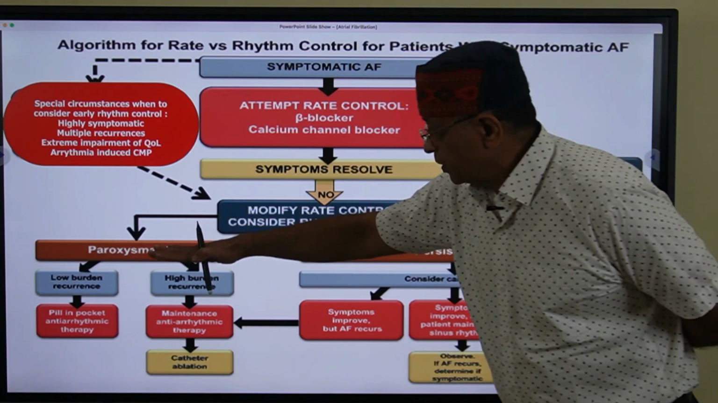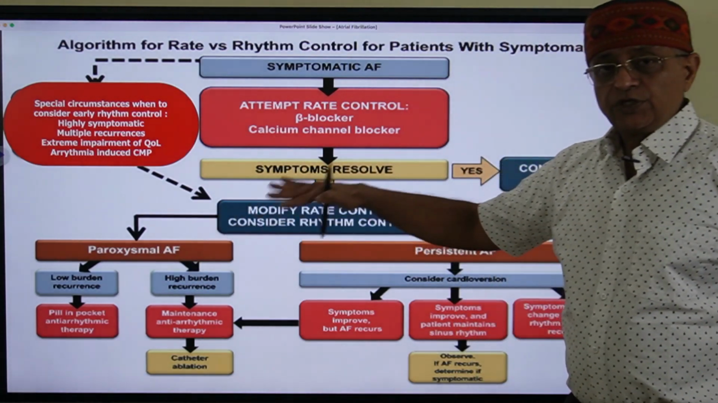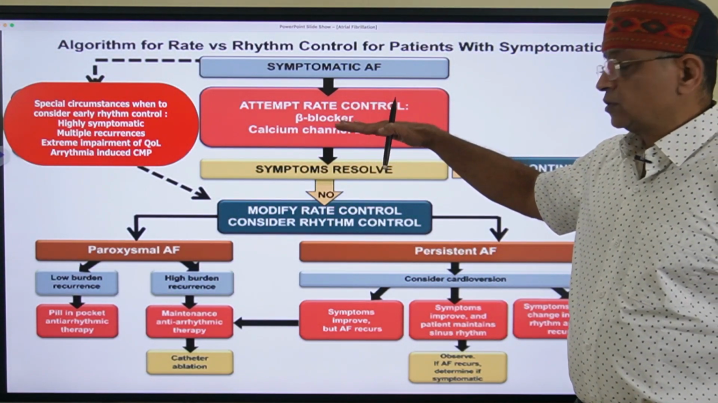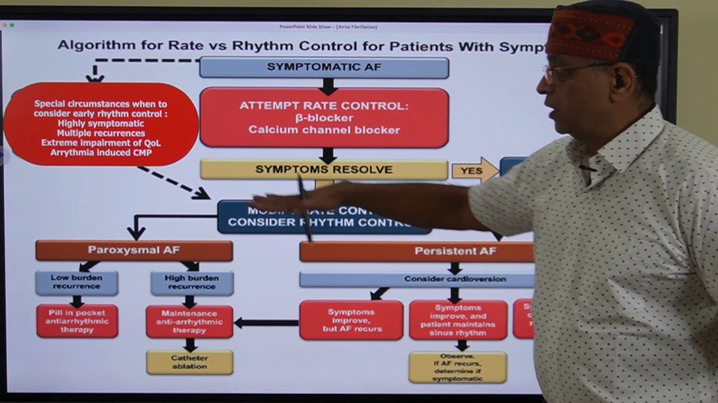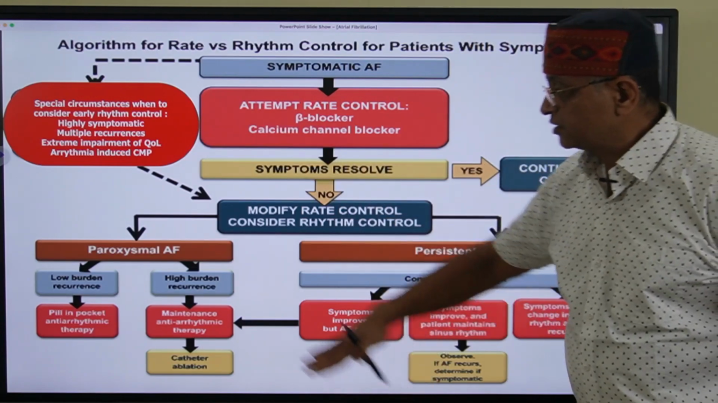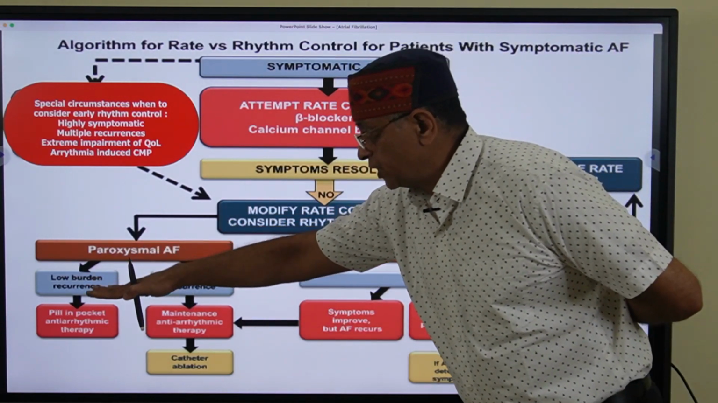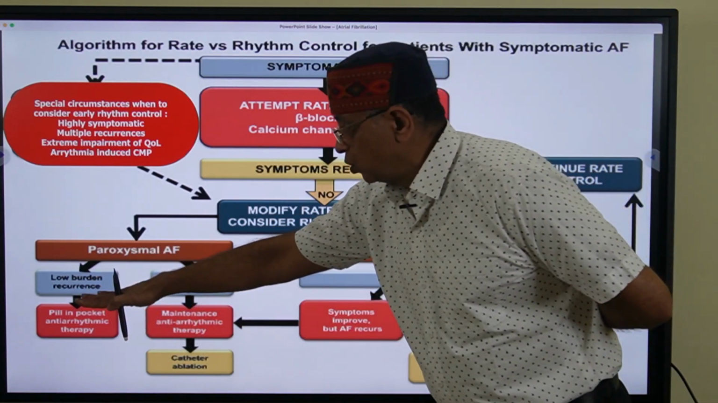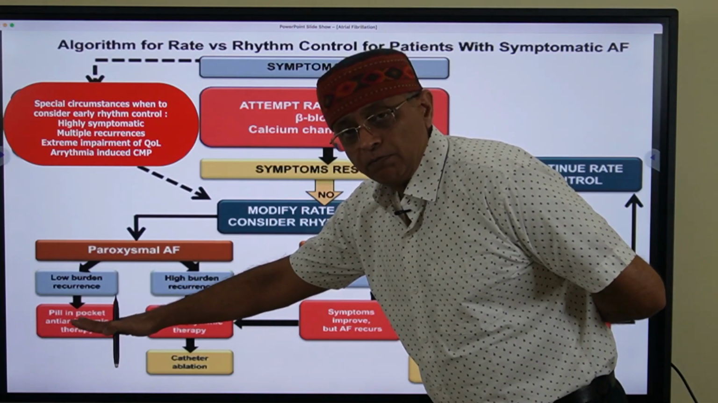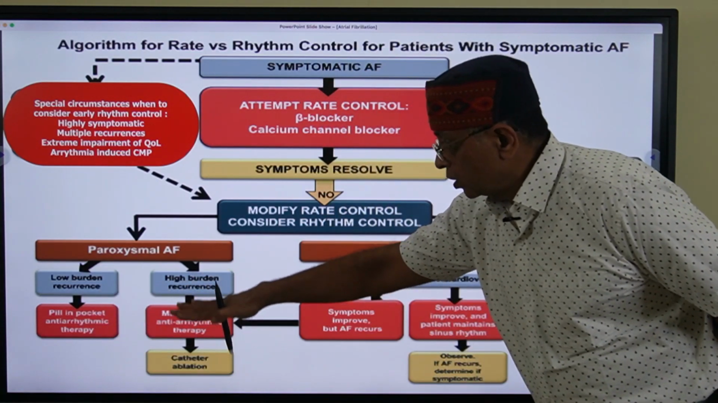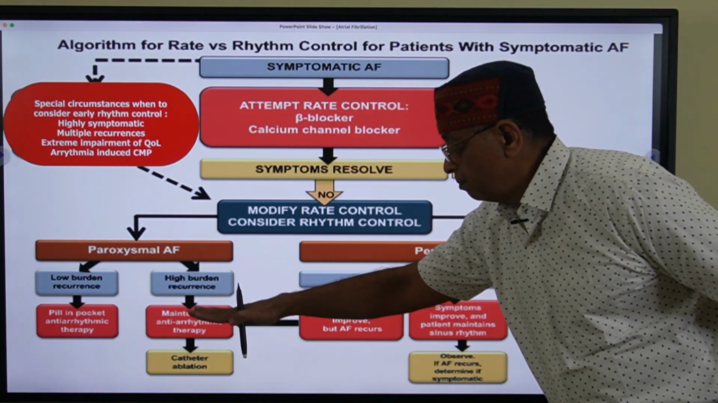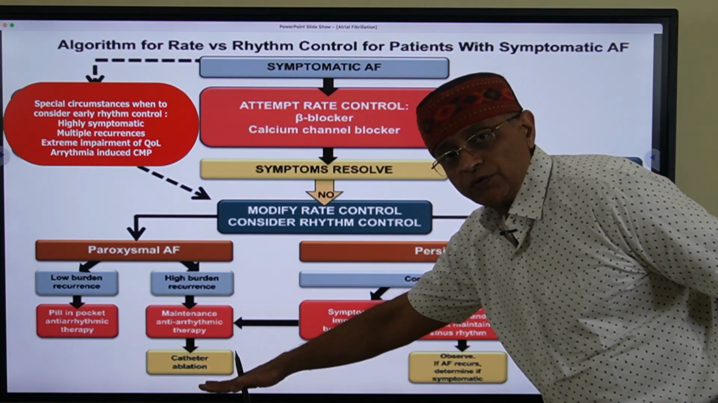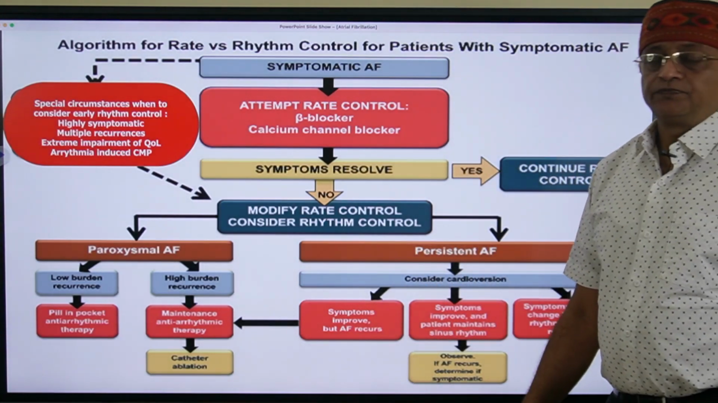If it is paroxysmal AF, right, we are seeing that patient who has no relief with beta blocker or calcium channel blocker, who is symptomatic and has impaired quality of life and has paroxysmal AF. If the patient has low burden of recurrence, then you can try pill in the pocket. Or if the patient has high burden of recurrence, you can consider maintenance antiarrhythmic therapy or even catheter ablation.